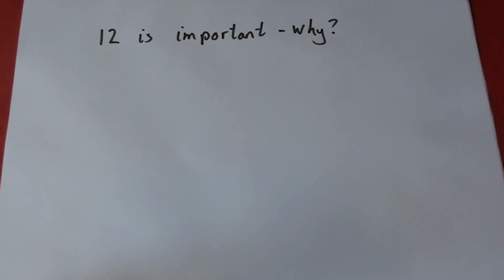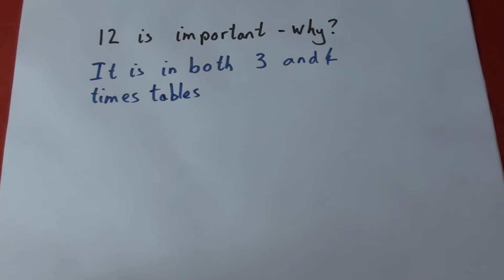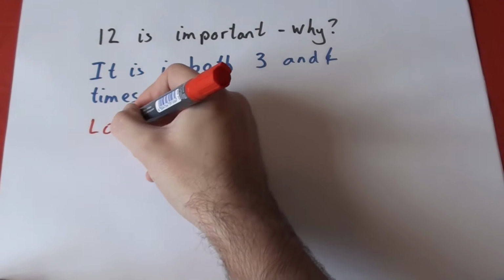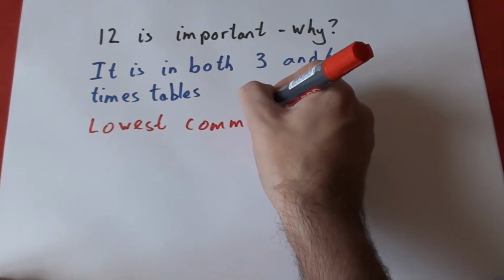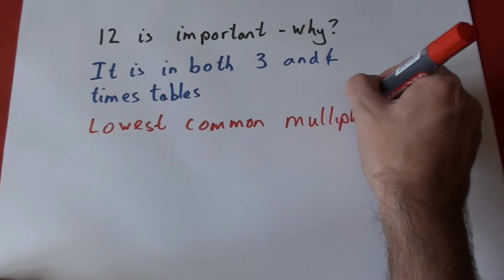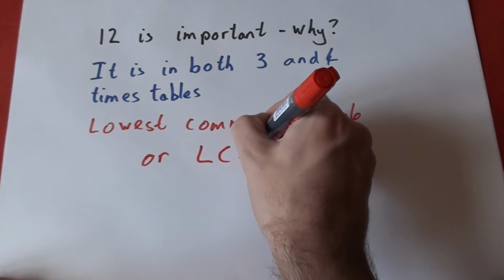12 is important, but why? It's in both the 3 and the 4 times tables. It's what we like to call the lowest common multiple. This would be the first number that is the same in both times tables, and it's often abbreviated to LCM.